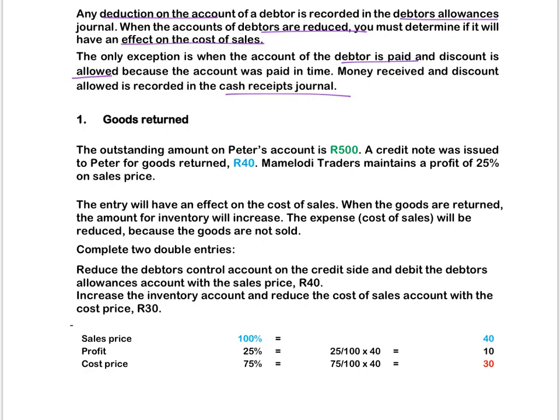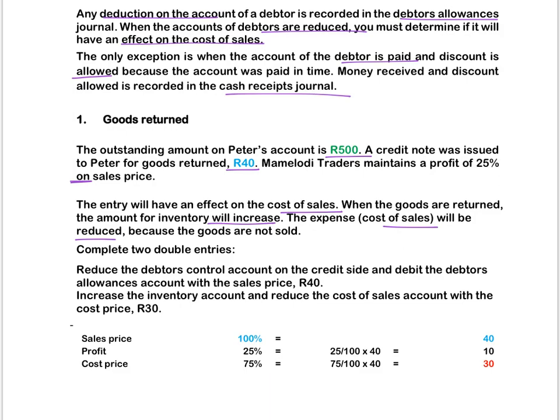Goods returned. The outstanding amount on Peter's account is 500 Rand. A credit note was issued to Peter for goods returned, 40, and a profit of 25% on sales price is made. The entry will have an effect on cost of sales because the goods were returned. The inventory in the business will increase and the expense for cost of sales will be reduced because now the goods are not sold, so it can't be part of the expense for cost of sales anymore.